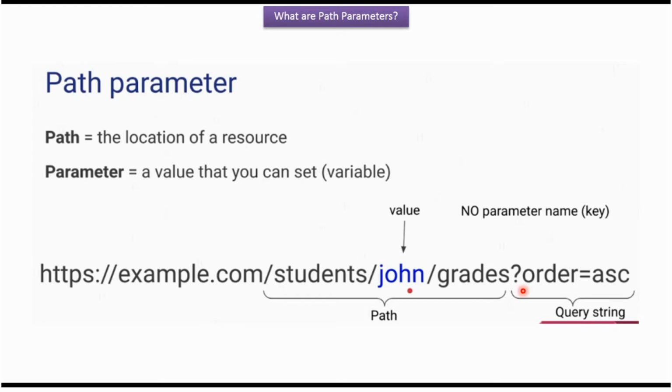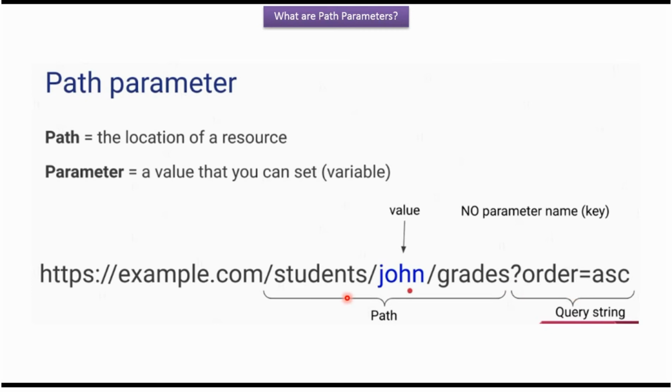In this URL, HTTPS is the protocol, example.com is the domain name, and after the slash, student slash John slash grades, this part is the path, which is nothing but the location of a resource. And after the question mark, here you can see the query string.